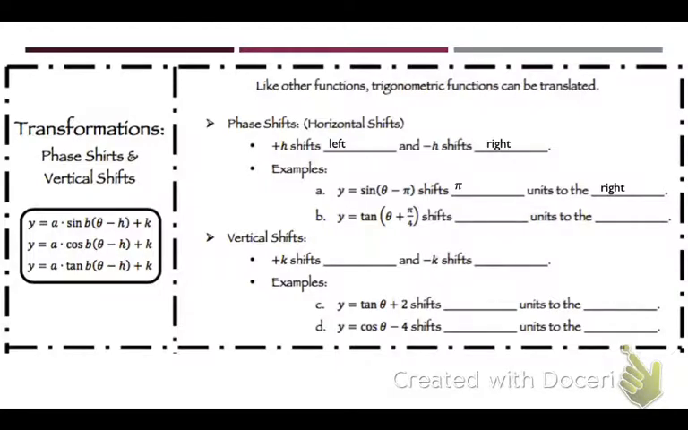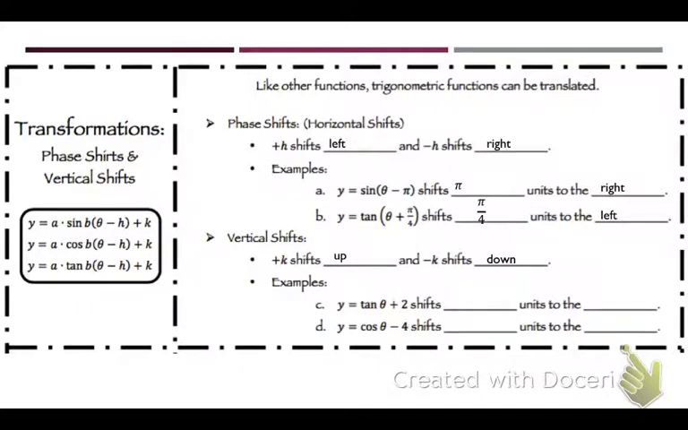so we're moving to the right. Okay, now y equals tangent of theta plus pi fourths. That shifts pi fourths units to the left. Because it's opposite of what you think, that's positive, so we're going to move left. So horizontal shifts are opposite of what you think. Maybe write that down. Vertical shifts are exactly what you think they're going to do. So plus k shifts up, minus k shifts down.